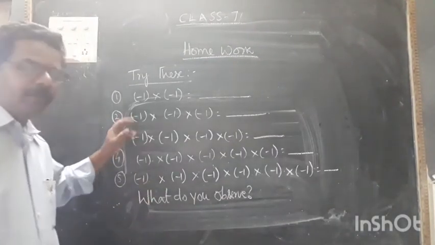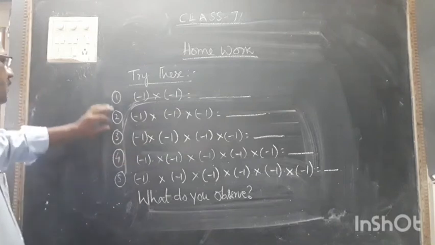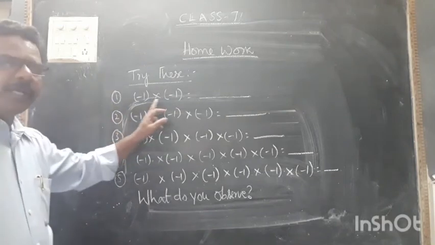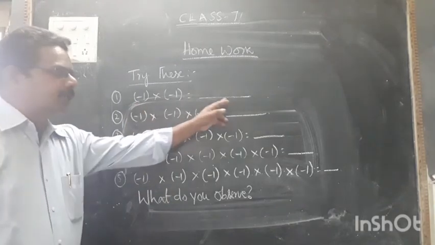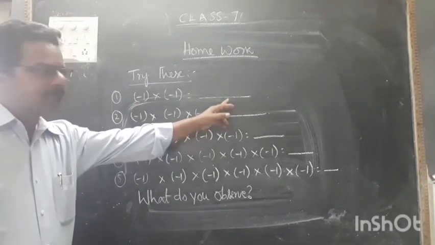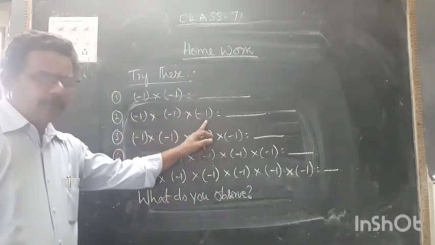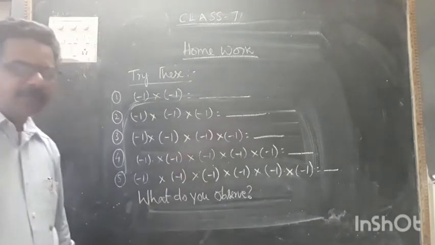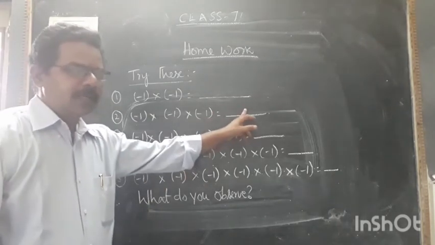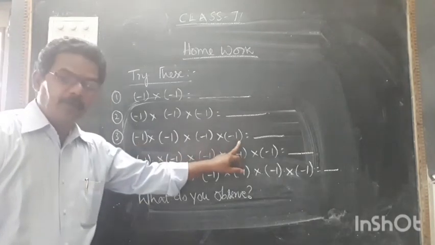See the next homework. This is the third homework of multiplication of integers. So try these. In this, minus 1 into minus 1. That means multiplication of two negative integers is equal to, what is it? You have to write the answer. Minus 1 into minus 1 into minus 1. That is multiplication of three negative integers, equal to what is the answer and what is the symbol? Minus 1, you have to multiply 4 times.